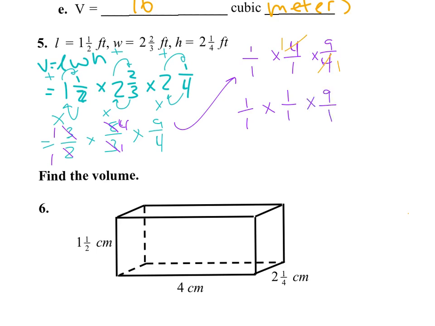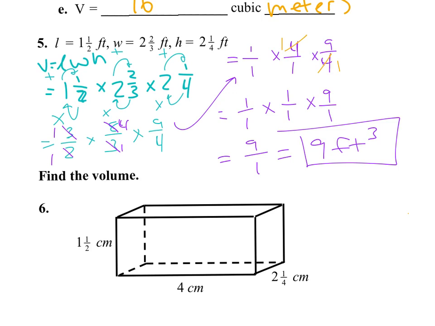From here, pretty straightforward, pretty simple. We just multiply straight across. So 1 times 1 is 1. 1 times 9 is 9. Now the denominators, 1 times 1 is 1, and then 1 times 1 is 1. And then 9 divided by 1 is 9. So my final answer is 9 feet cubed, since I'm talking volume.